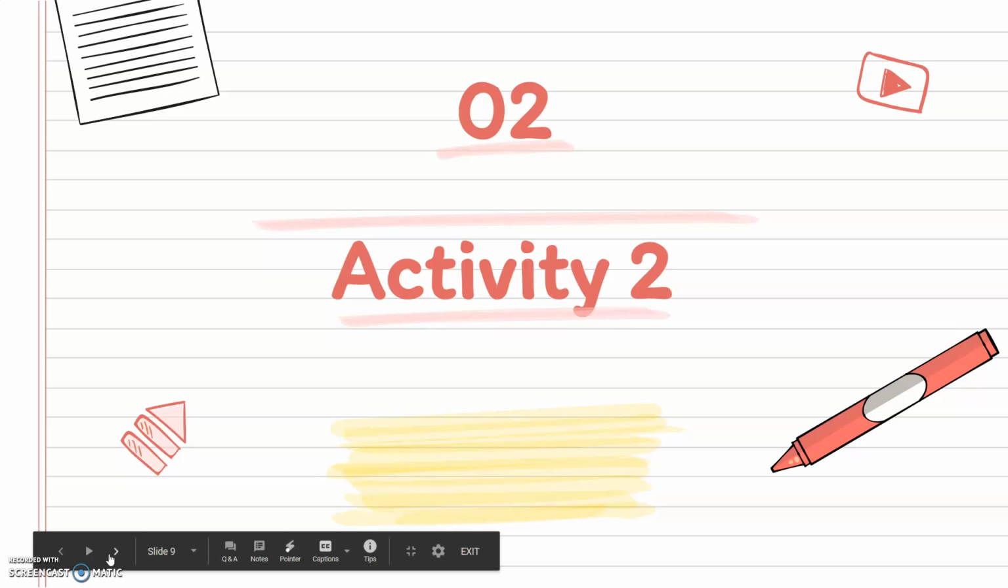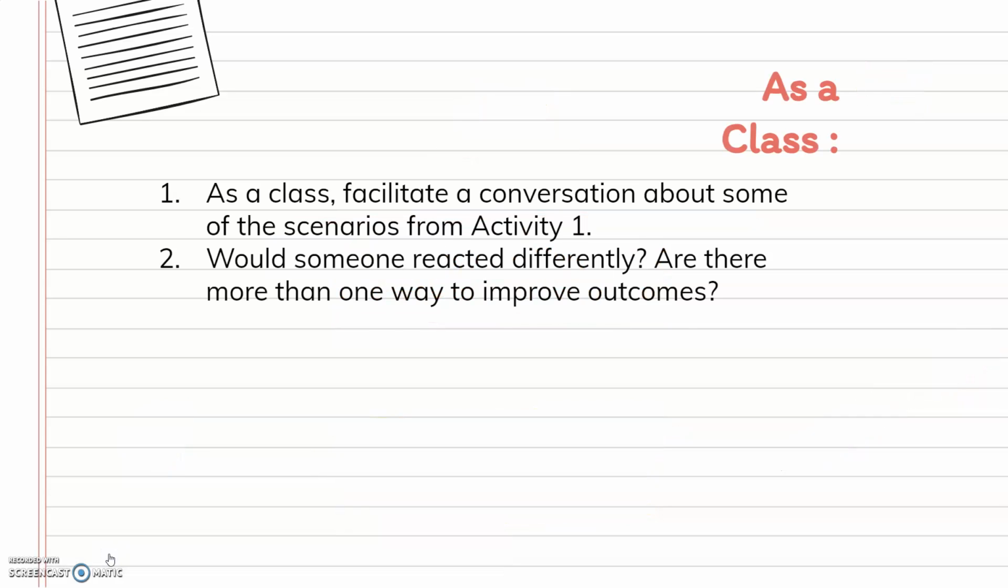All right, our next activity is activity 2 of this lesson. As a class, please facilitate a conversation about some of the scenarios from activity 1. Students, feel free to offer up any of your challenging events and discuss this as a class. Other students, would any of you have reacted differently? Are there more than one way to improve these outcomes? Or maybe you want to compliment another student in your class on something that they really did do well with their task. Please pause the screen while you do so.